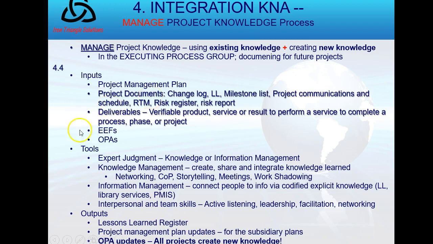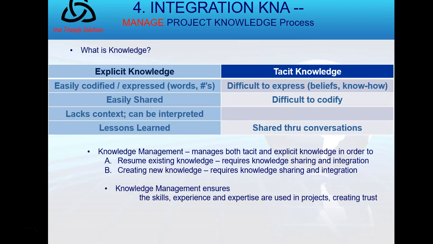And there it is again, interpersonal and team skills. Active listening. Remember, I'm managing knowledge. I must make people open to me. So active listening, leadership, facilitation technique. And my output becomes my lessons learned register. And project management plan updates, and again, OPA updates. Again, you don't see that very often, but there it is twice, and that's new to this version of the PMBOK guide. All projects create knowledge, so you'd want to update the OPAs in this process. Okay. What is knowledge again? I already mentioned explicit versus tacit. Those are examples of each, and it involves knowledge management.